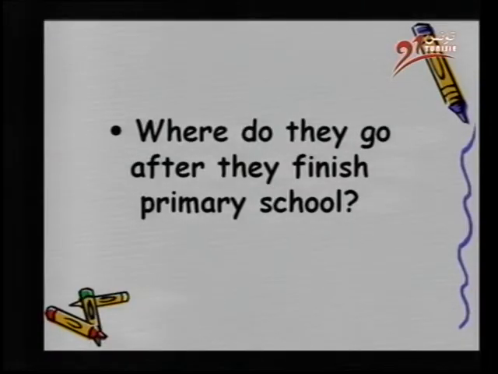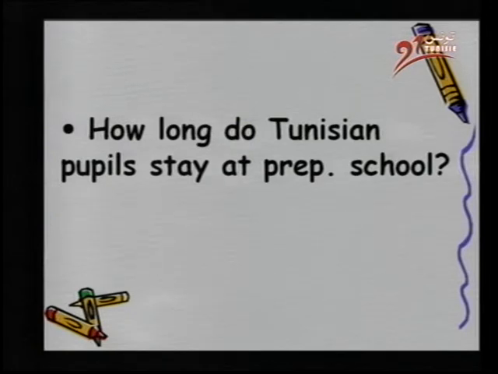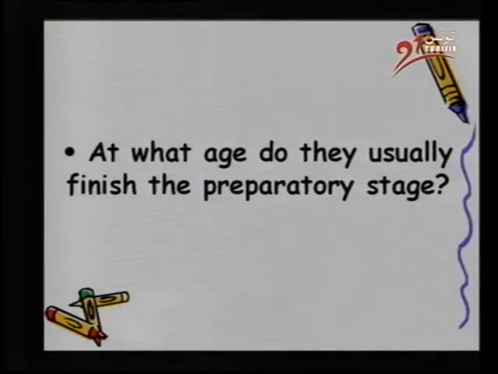And where do they go after they finish primary school? They move to a preparatory school, or what we call a prep school. How long do Tunisian pupils stay at prep school? Yes, they stay at prep school for 3 years. At what age do they usually finish the preparatory stage? They usually finish the preparatory stage at about 15.